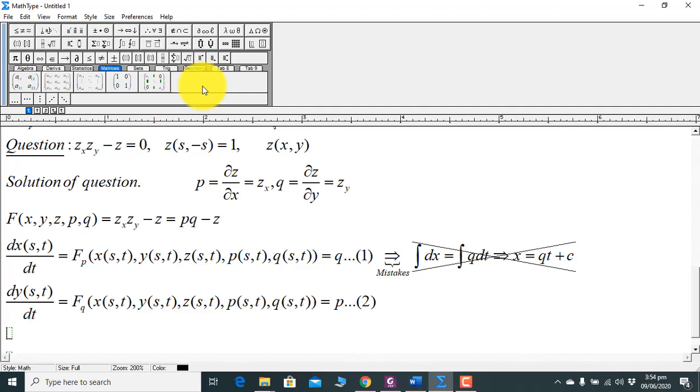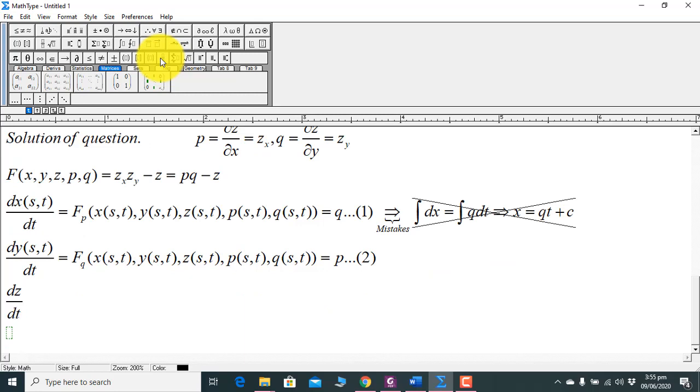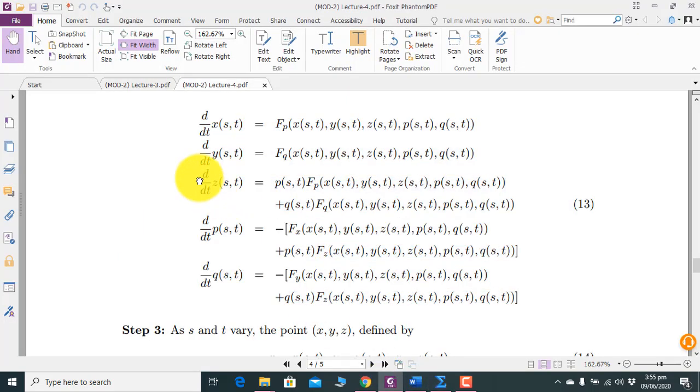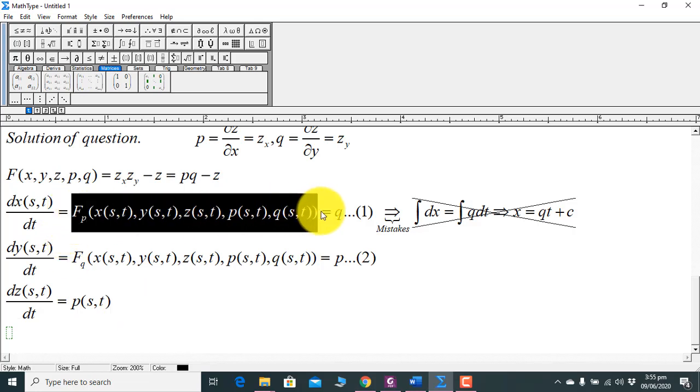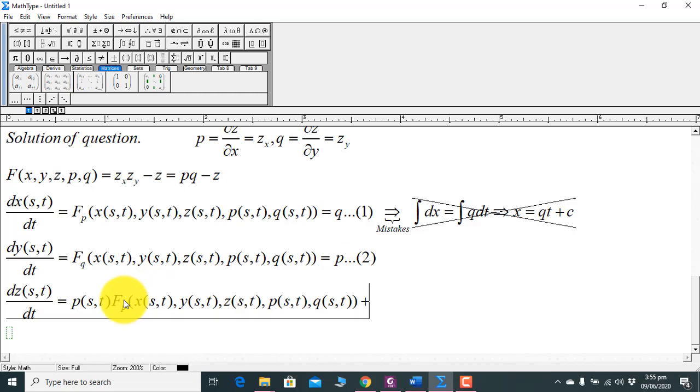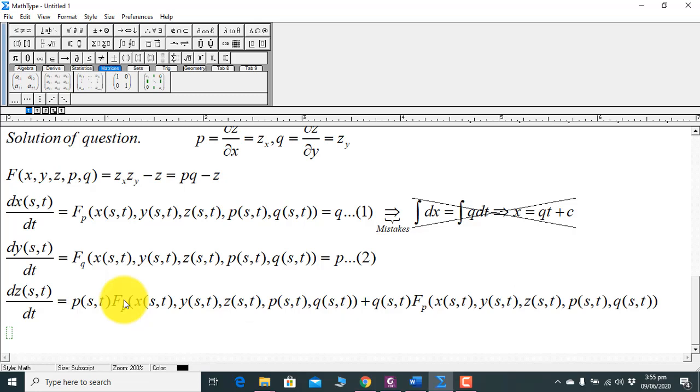So now just write the ordinary differential equation for z as well, dz by dt. What will be the answer? So dz of s,t, what is the formula? Just go back. The formula is pfp plus qfq. So you can write here p of s,t fp, plus qfq. This is your ODE for dz.